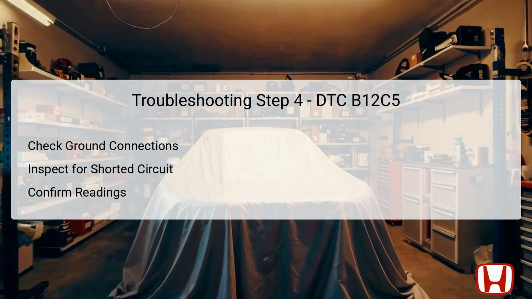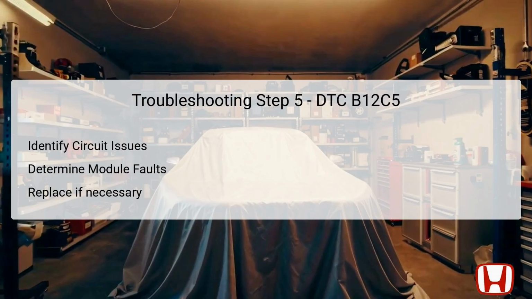Use a multimeter to test connections for signs of shorting to ground. Ensure that readings show more than 1 megaohm for the switch and module connections. Confirm that all readings align with specifications before proceeding.